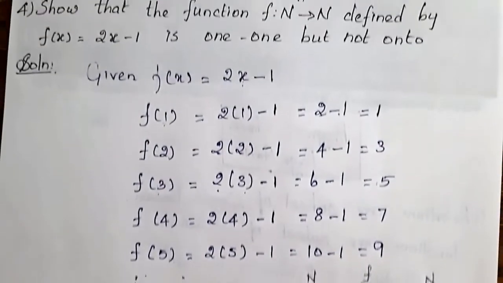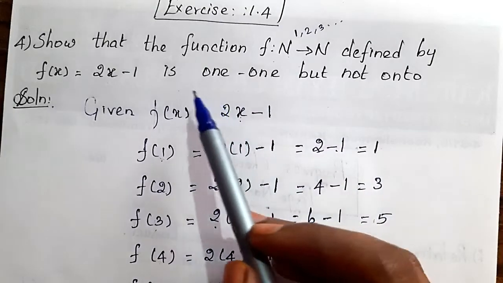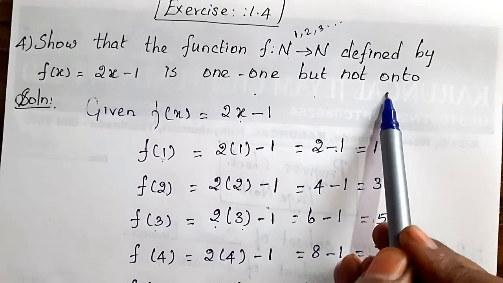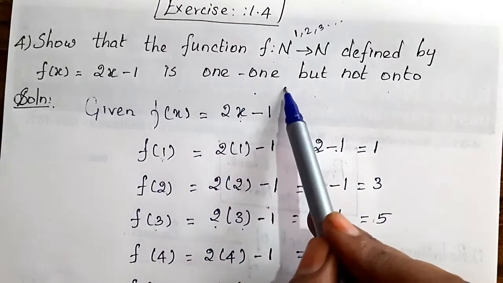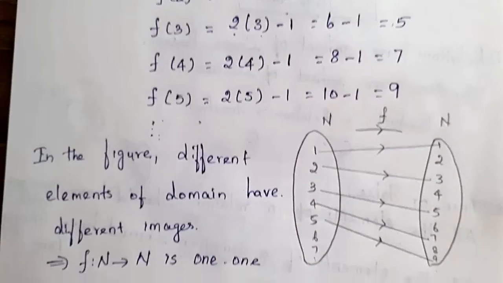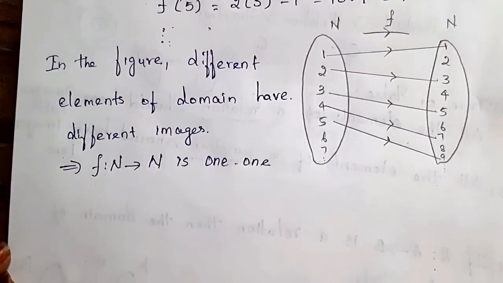So in our question, what are they asking? You have to show this is one-one but not onto. So one-one we have proved now. We have to prove it is not an onto function. So how can you prove that? Using this figure.